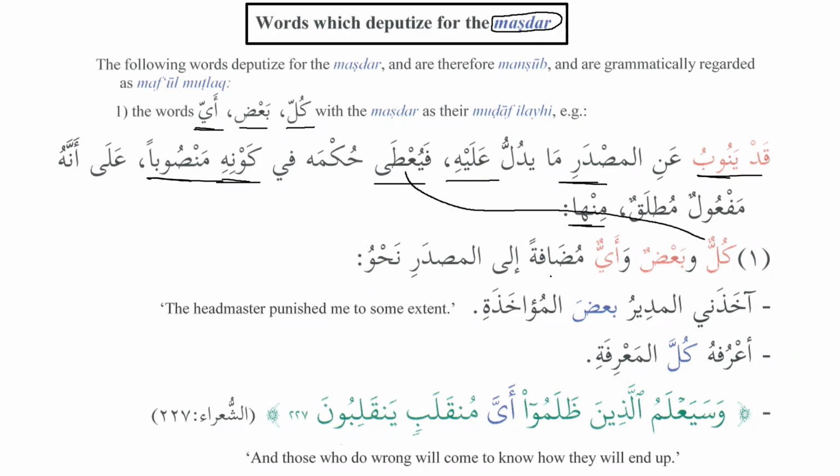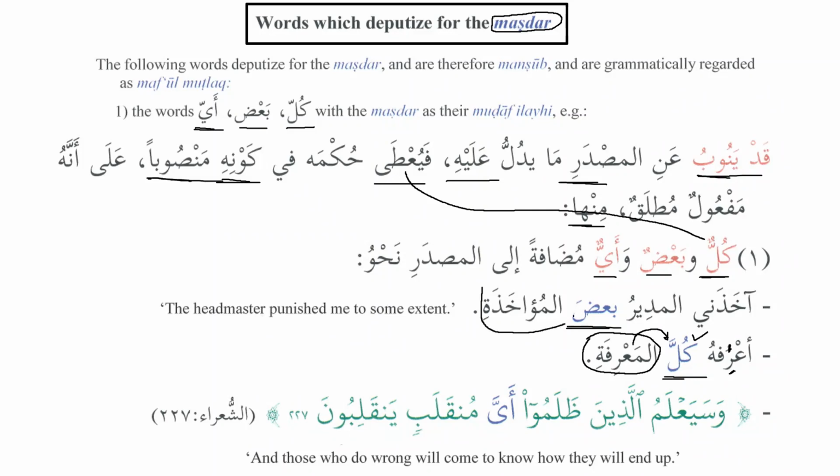Kullun wa ba'dun wa ayyun mudafatan ila al-masdari, and they are used as mudaf to the masdar, because these three words or three nouns, we know that they are always used as mudaf. For example, akhadani al-mudiru ba'd al-muakhadati, and the headmaster punished me to some extent. So ba'd here is the deputy of the masdar. A'rifuhu, a'rafa, عرف يعرف, so أعرفه كل المعرفة, I know him very well. So here basically kul is doing the job of the deputy of the masdar, and we have the masdar over here already, al-ma'rifa, but before that we have a noun that is being used as the deputy of the masdar.